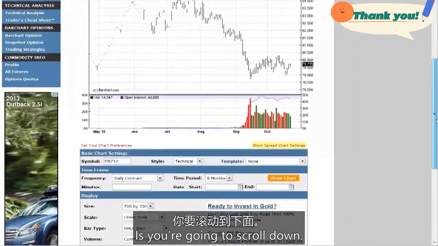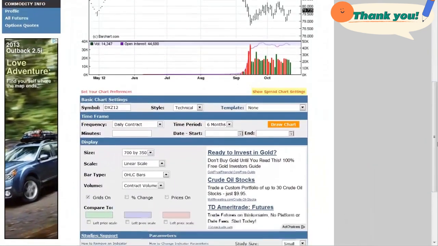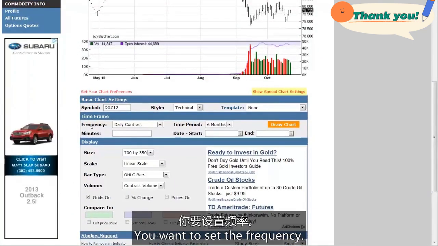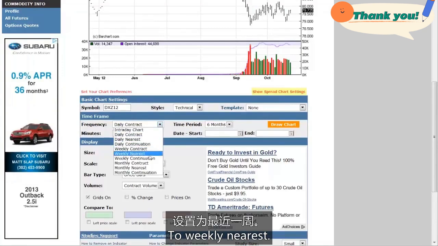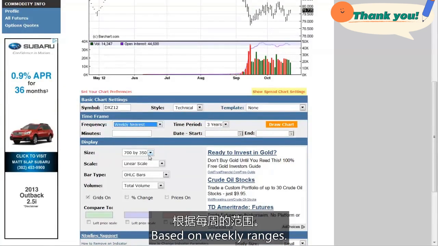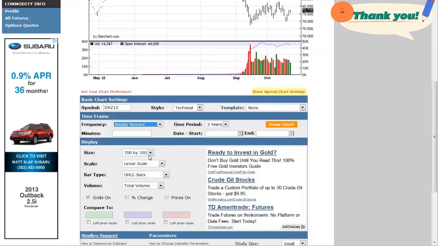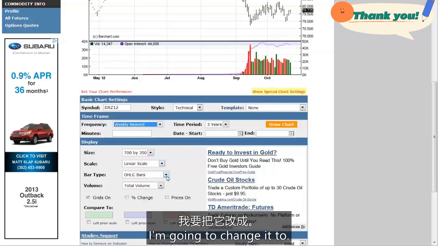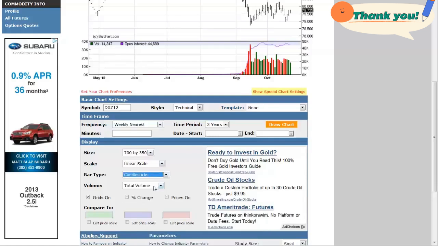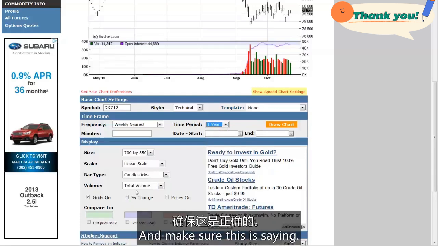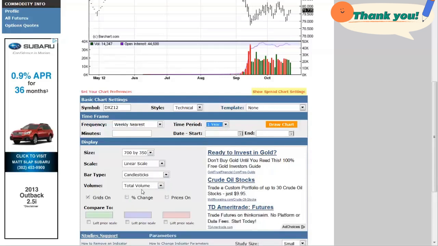Okay, and what you're going to do is scroll down to this little area down here where you can set the parameters. You want to set the frequency to weekly nearest. What that's going to do is give you a chart based on weekly ranges using the nearby contract always. We're going to change it to candlesticks, change it to 1 year, and make sure this is saying total volume. Okay, total volume, because otherwise you won't get the open interest and volume as you see down here. Click draw.